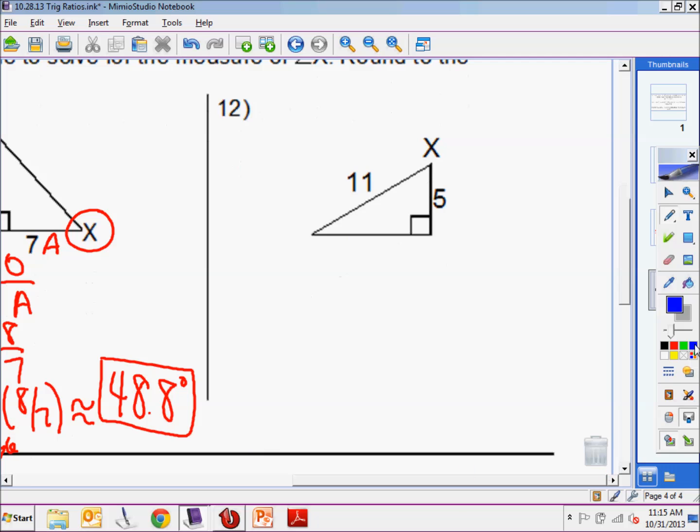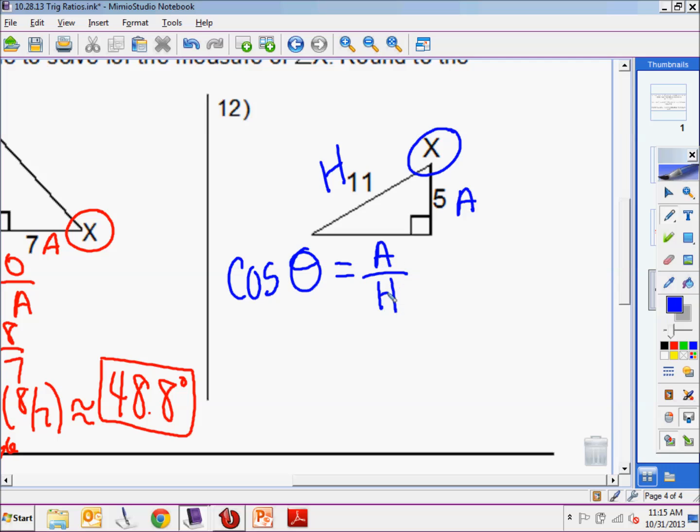All right. So now I'm starting from this angle. From the perspective of that angle, what sides do I have? Adjacent and hypotenuse, which is cosine. So cosine of theta equals adjacent over hypotenuse. Our theta is x. And what's our adjacent? 5 over 11. So therefore, x has to be inverse of cosine of 5 over 11.